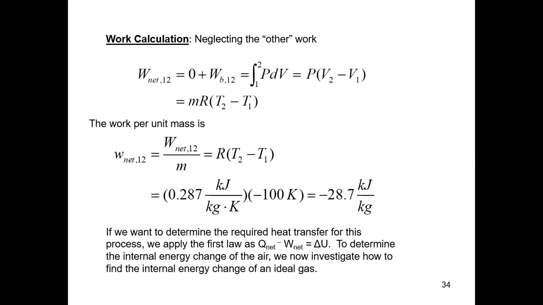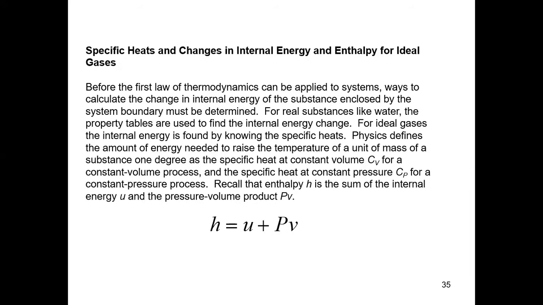Internal energy change of the air: we now investigate how to find the internal energy change of an ideal gas. Before the first law of thermodynamics can be applied to a system, ways to calculate the change in internal energy of the substance enclosed by the system boundary must be determined. For real substances like water, the property tables are used. For ideal gases, internal energy is found by knowing the specific heats.